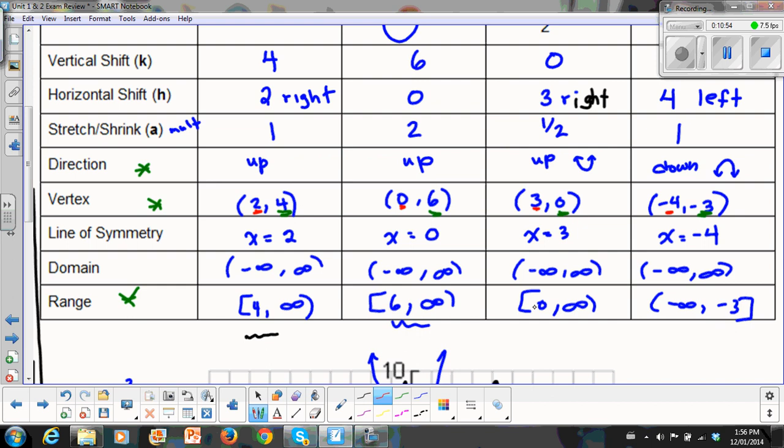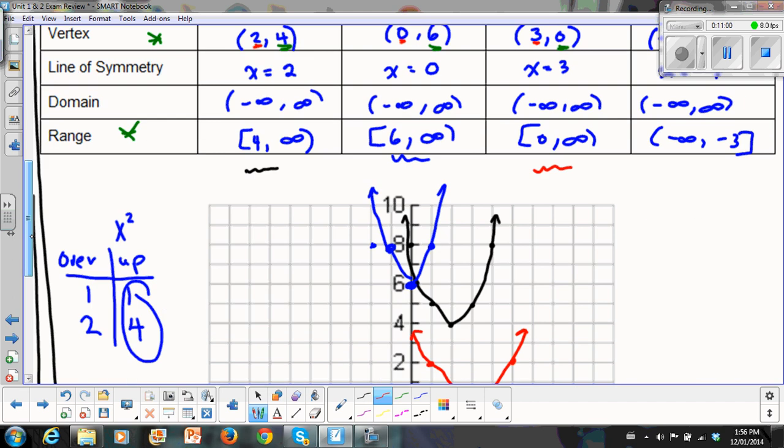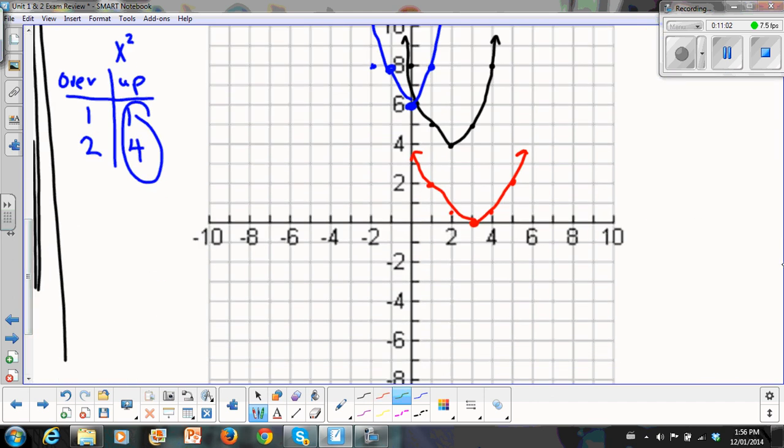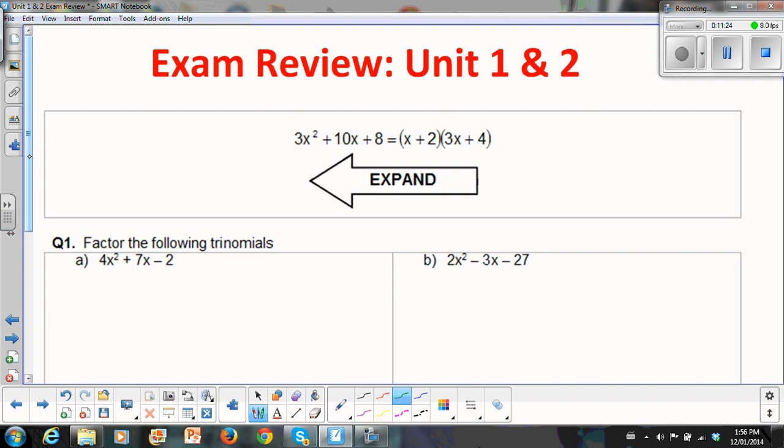Okay, and the fourth one, left 4 down 3, and no stretch, opening down. So we'll do that in green. Left 4, down 3, opening down. So now you're going down 1, 1, down 2, 4, with a mirror image on the other side. Connect it. Okay, hopefully you're connecting nicer than I am. And there we go. So let's move on to factoring.